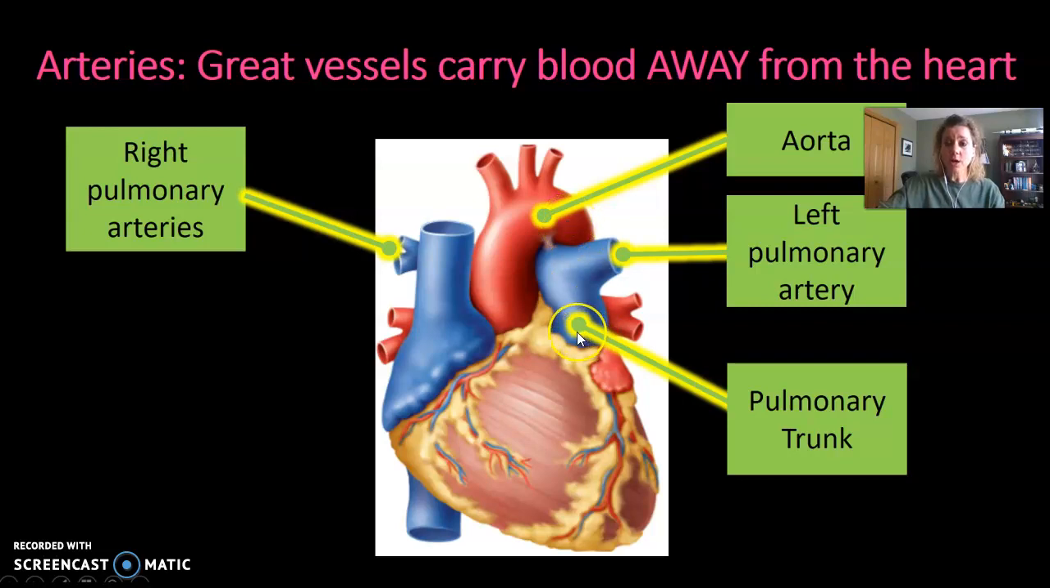The pulmonary trunk is going to divide into the left pulmonary artery and the right pulmonary artery. The pulmonary trunk is going to bring deoxygenated blood from the right ventricle, which is what we have here in the front of our picture, to the left pulmonary artery to take this deoxygenated blood to the lungs for oxygenation, and to the right pulmonary artery, again, to take that deoxygenated blood to the lungs to be oxygenated.